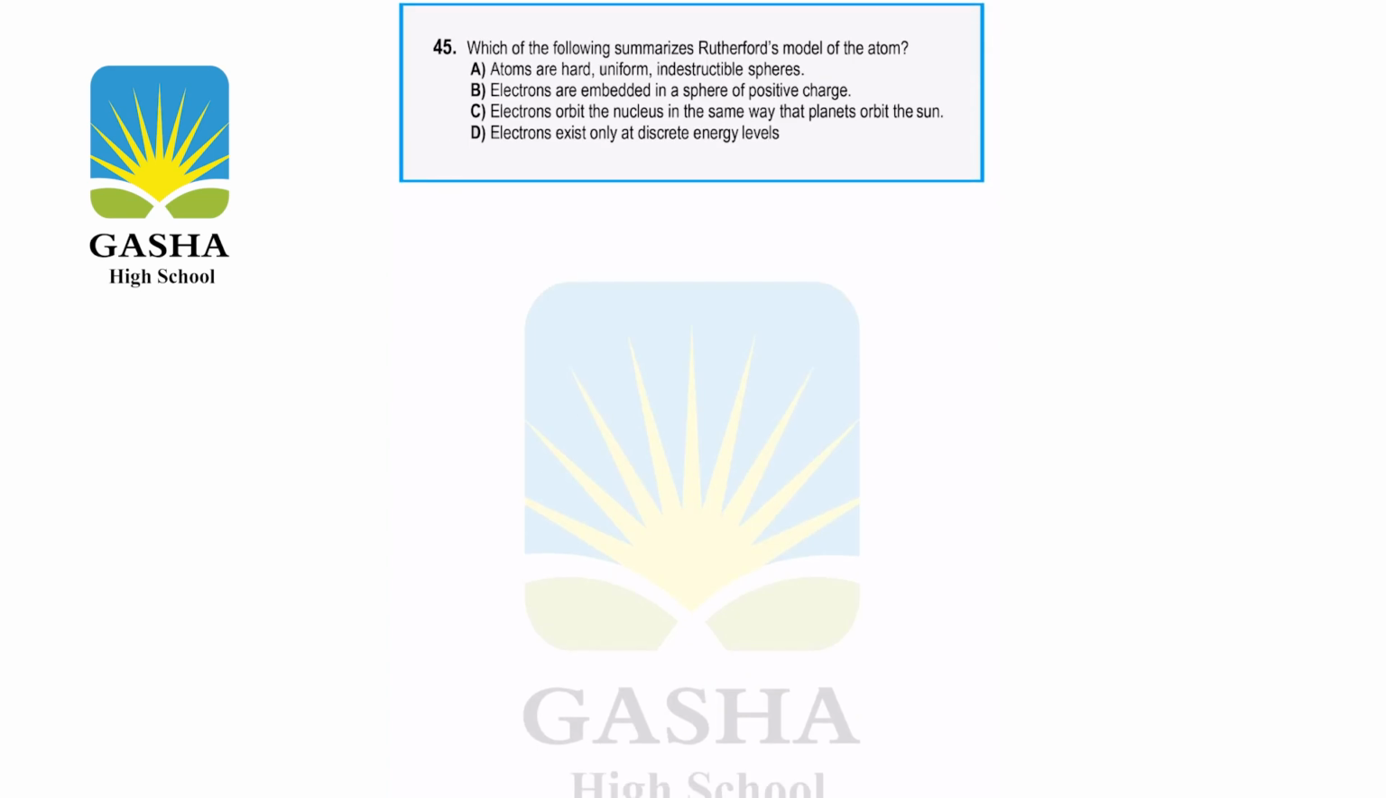So question 45 says, which of the following summarizes Rutherford's model of the atom? You have to know the model in order to answer this question. The first one says atoms are hard, uniform, and indestructible spheres. That belongs to the Newton model. B says electrons are embedded in a sphere of positive charge. That belongs to J.J. Thomson. But C says electrons orbit the nucleus in the same way that planets orbit the sun, and that belongs to Rutherford, which summarizes the model in this way. Okay, so C is the correct answer.